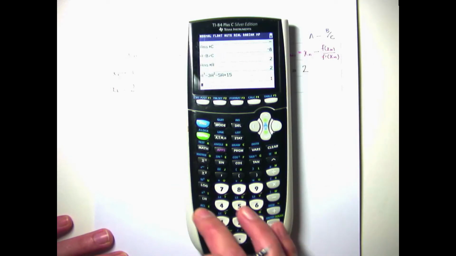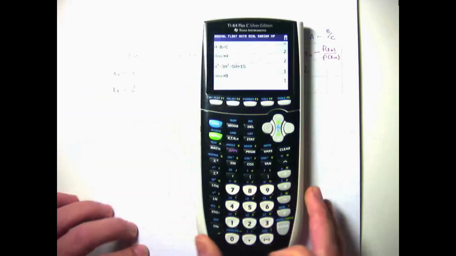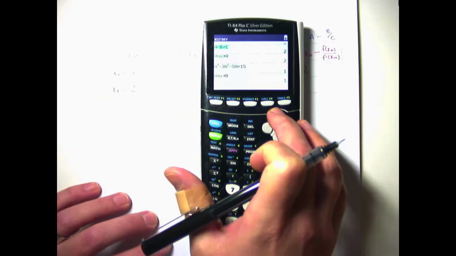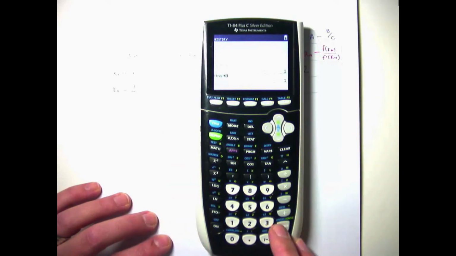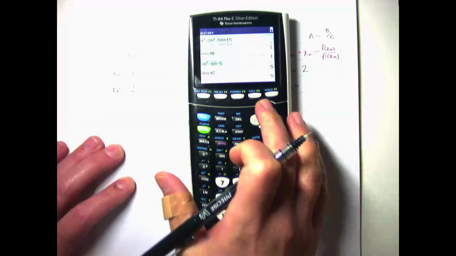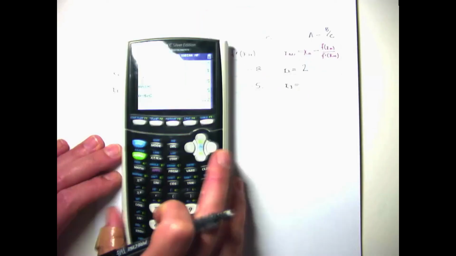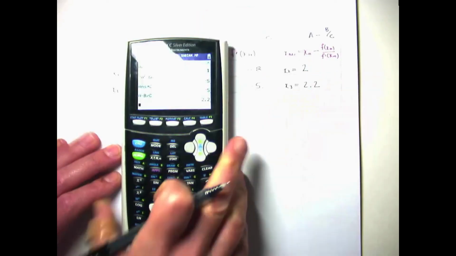That's equal to 1, and I'm going to store that as alpha B. I get that this is equal to 1. Double check my values here. I'm also going to evaluate the derivative at A. And again, I'm going to store that as alpha C. That's equal to negative 5. And then again, finally, to get x sub 3, I'm going to calculate A minus B over C. And I get a value of 2.2.